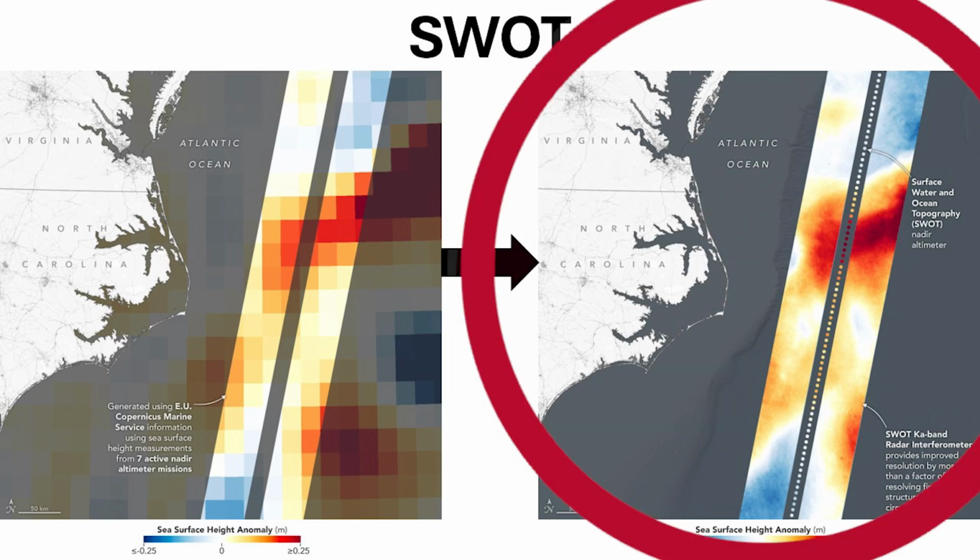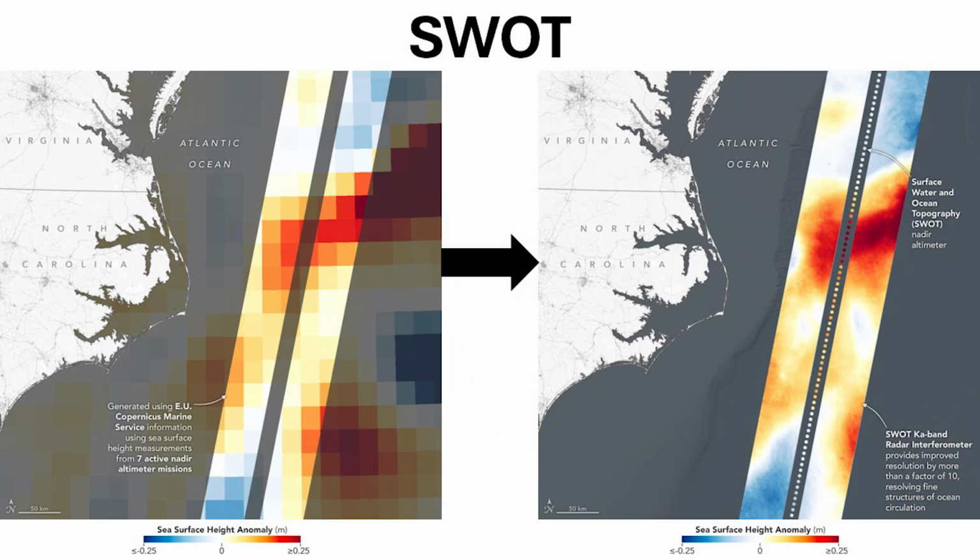So the analogy I like to use is it's like going from low resolution TV to high resolution TV, right? I mean, you can get so much more structure in the sea surface height patterns. And so you can resolve circulation features like the Gulf Stream that were barely resolved using the previous data set.